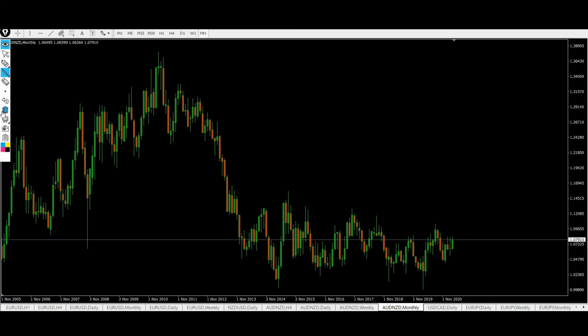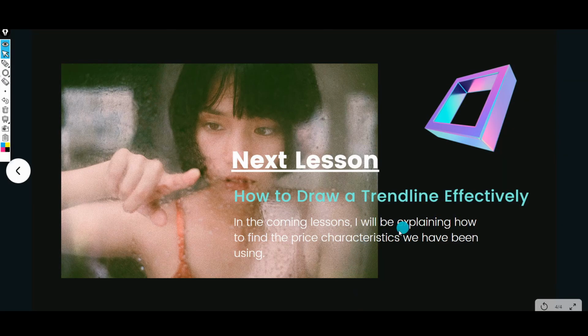Moreover, we were talking about double bottoms. Why is this double bottom a legitimate double bottom? Why can't this be a double bottom? Or why can't this be a double bottom?